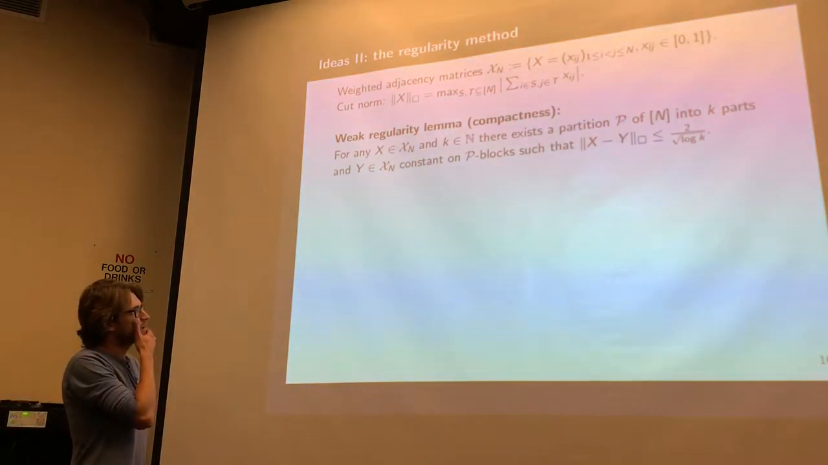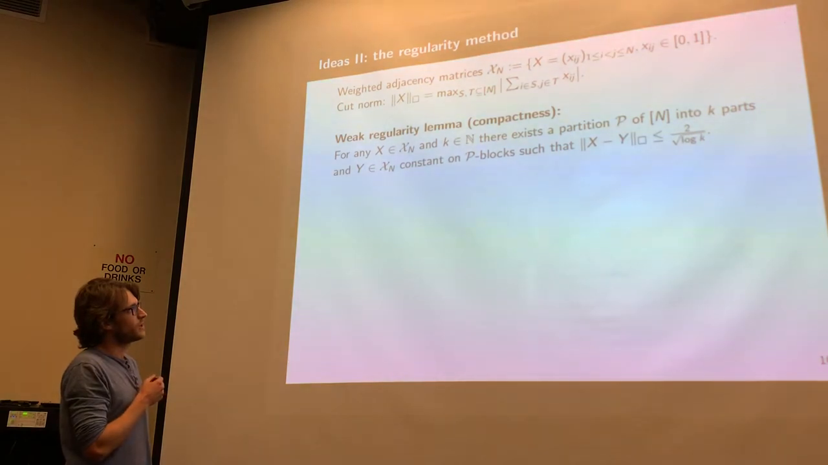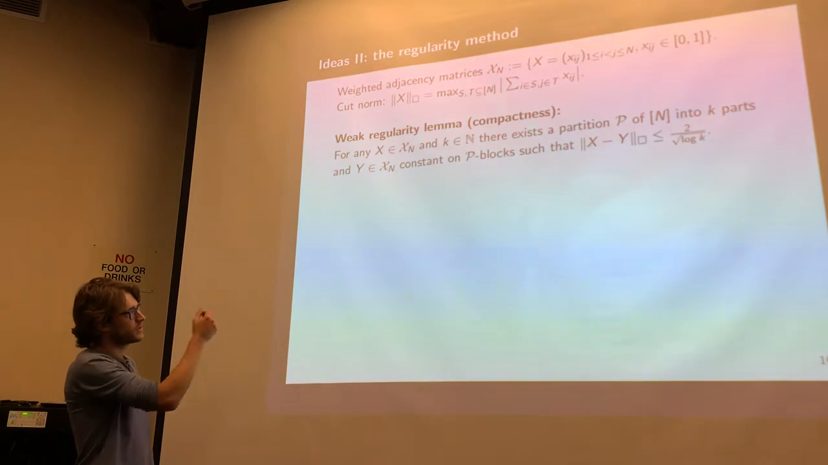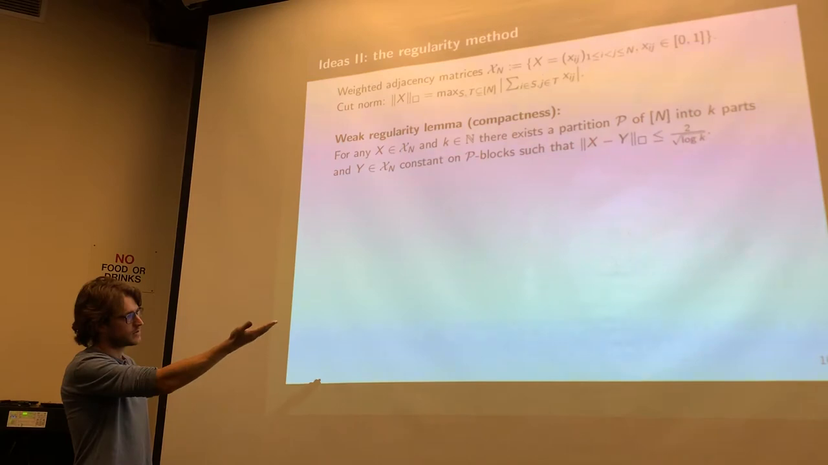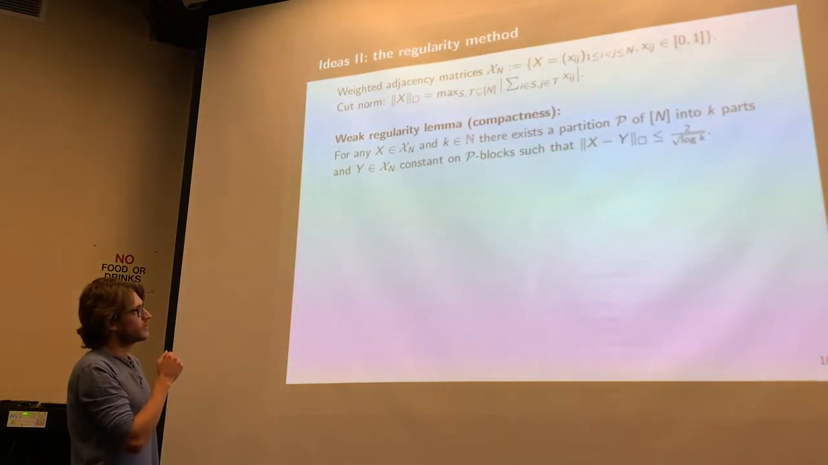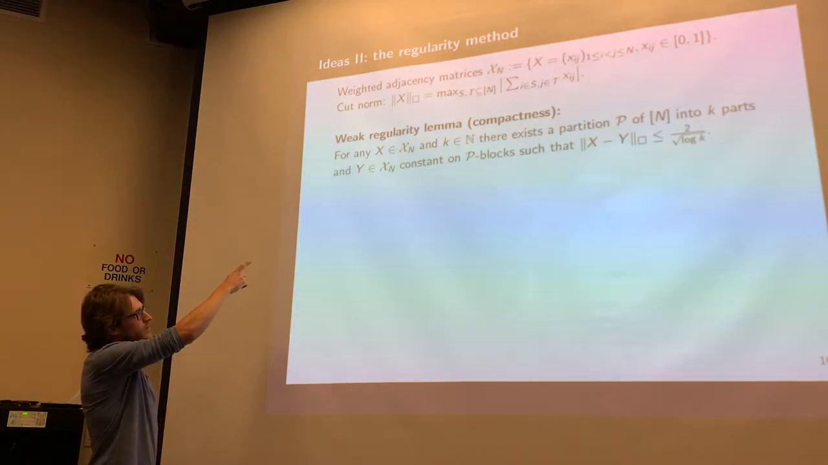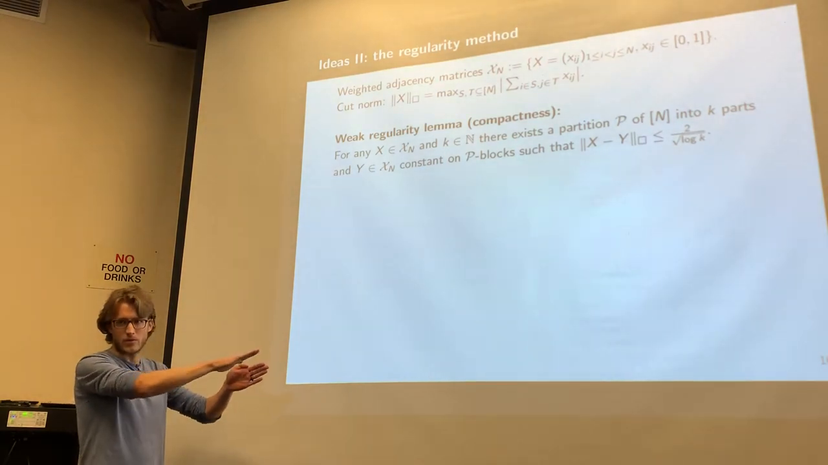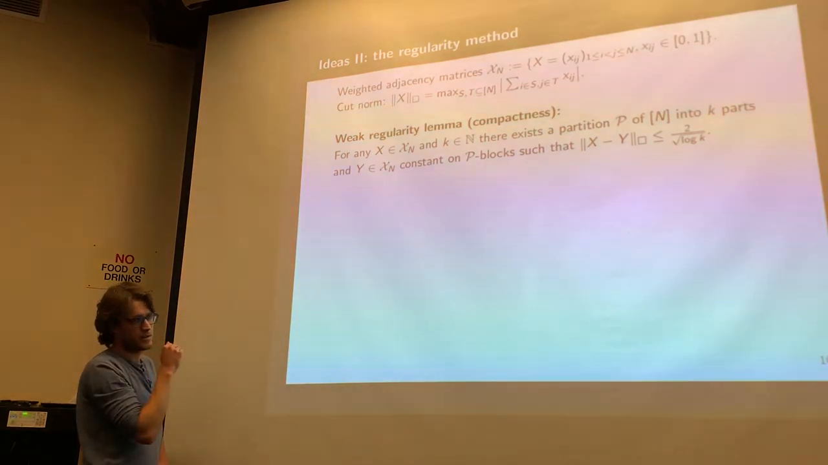We have the weak regularity lemma. So the regularity lemma goes back to Szemerédi. There's a weak version due to Frieze and Kannan, which says the following. So for any weighted adjacency matrix and any level of precision K, you can partition the vertex set into a bounded number K of parts, and find another weighted adjacency matrix, which is constant on these rectangles formed by the partition, that approximates your matrix very well in the cut norm.